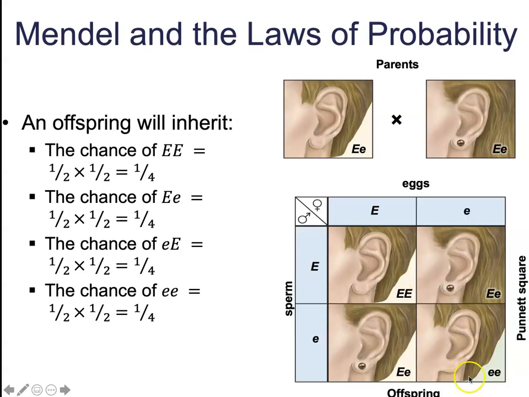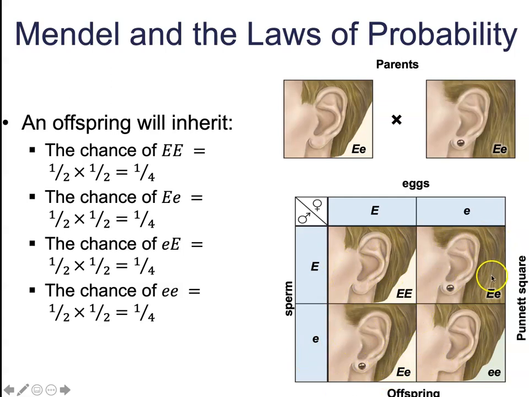Just because their genotype is going to be 1 in 4, that does not necessarily mean their phenotype will be. If the dominant trait is having detached earlobes, what is the probability that the individual will have detached earlobes? That would be 3 out of 4, because these are detached, these are detached, these are detached.